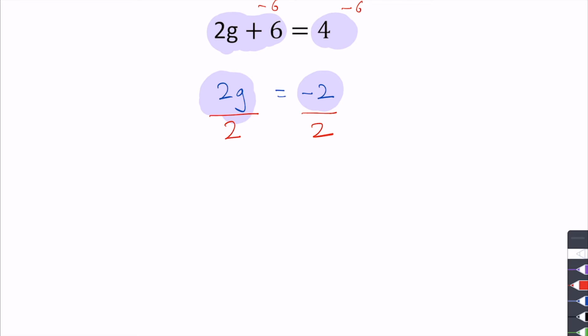And looking at that on the left now, we can see that the 2's will cancel, leaving us with g on the left. On the right hand side, 2's into 2 go 1, 2's into 2 go 1, 1 over 1 is just a 1, but we've got the negative sign there. It says minus 1 over 1, which is minus 1. And there's your solution there.